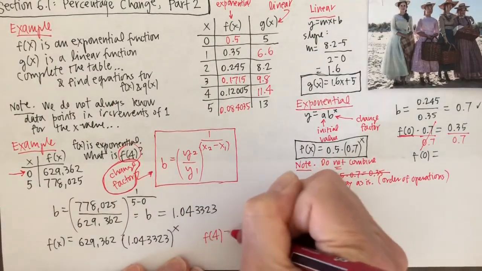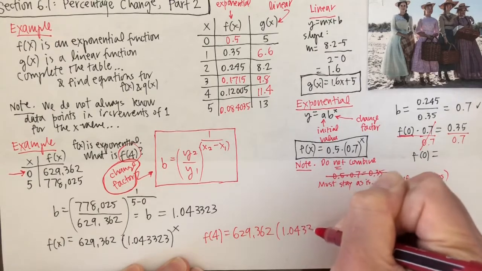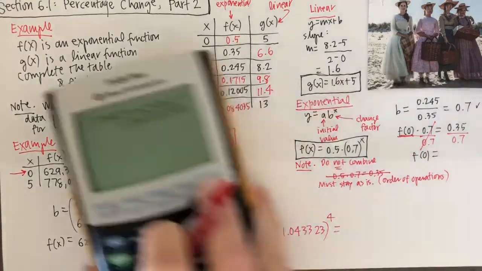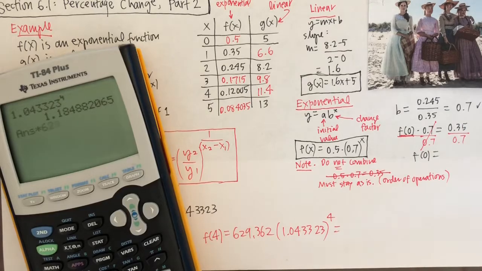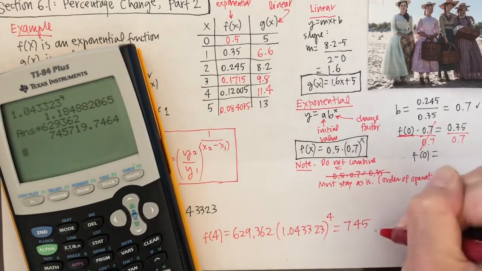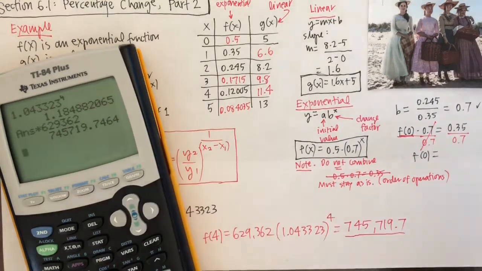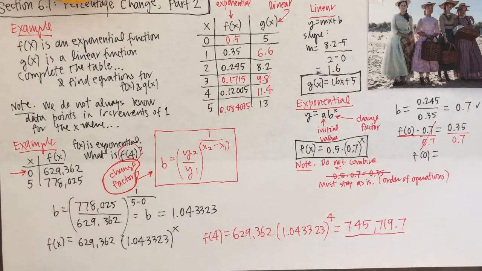So f of 4 is 629,362 times 1.043323. Let's see, x value is 4. And when I put that into my calculator, I get that f of 4 is 745,719.7, which seems reasonable. It's close to what f of 5 is.